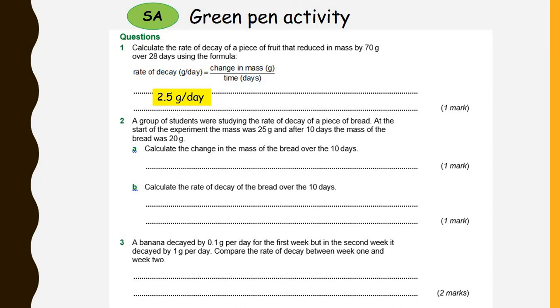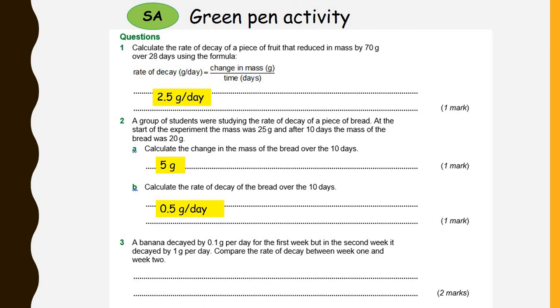A group of students were studying the rate of decay of a piece of bread. At the start of the experiment, the mass was 5 grams, and after 10 days, the mass of the bread was 20 grams. So automatically, we can underline those values. Remember, good exam technique, and we can see that the change in mass will be 5 grams. So calculate the change in mass of the bread over 10 days, 5 grams. Calculate the rate of decay of the bread over 10 days. That's straightforward. 5 over 10 is going to give us our 0.5 grams per day.